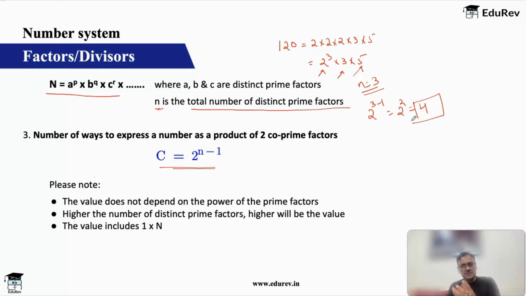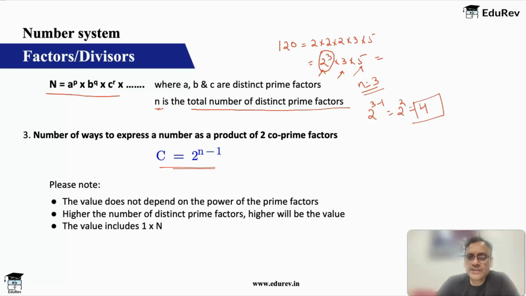Now normally this answer will be a very small number, and why such a small number? Remember, it is because your 2 cube will always move together. If any part of 2 cube goes in the first factor and any part of 2 cube goes in the second factor, then they will have 2 as a common factor. So that's why it doesn't depend on the power.